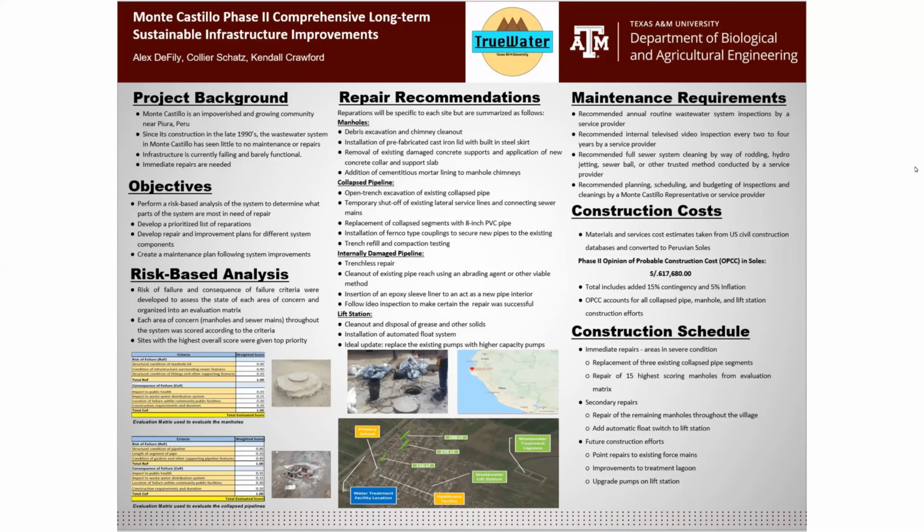Our OPCC, Opinion of Probable Construction Costs, came out to 617,680 sols. That total includes a 15% contingency and 5% inflation, just for caution to make sure that this is a maximum estimation and not a minimum estimation. And our OPCC accounts for the collapsed pipe segment repairs, all manhole repairs, and the lift station construction efforts.